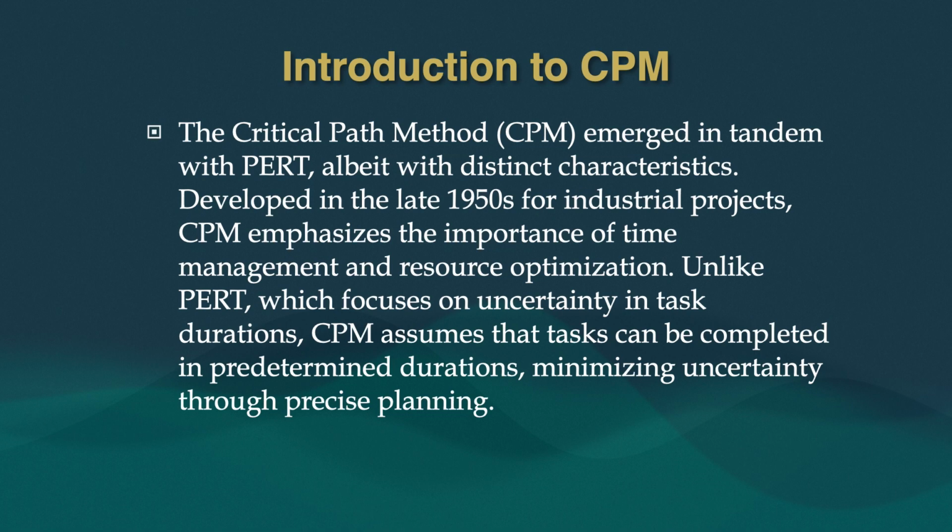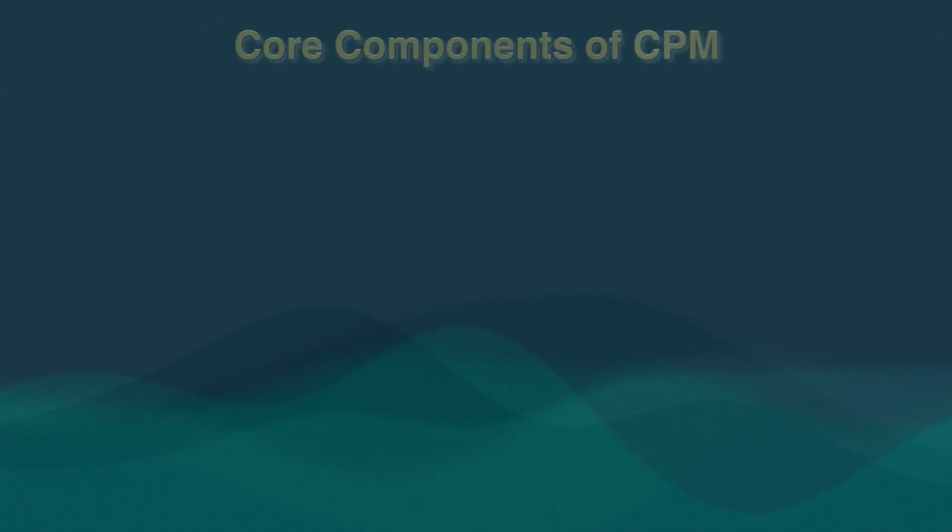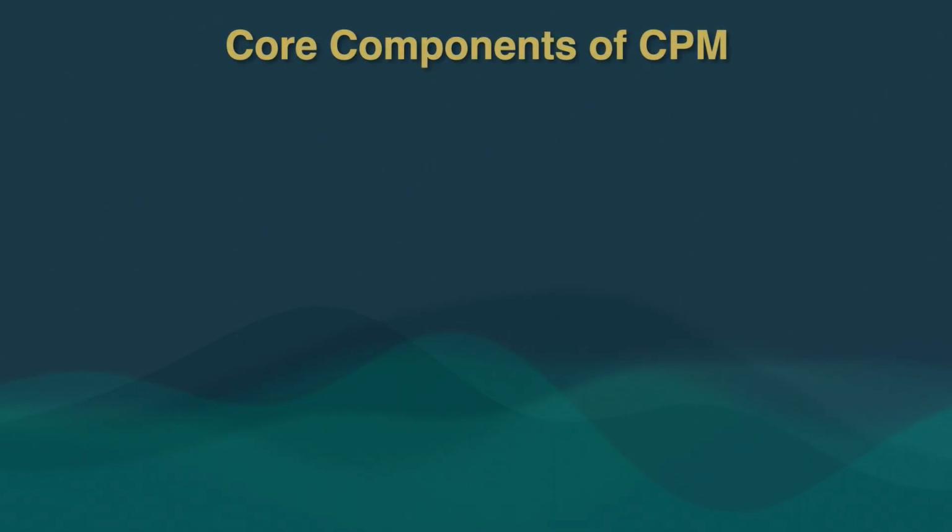Unlike PERT, which focuses on uncertainty in task durations, critical path method assumes that tasks can be completed in predetermined durations, minimizing uncertainty through precise planning. The core components of critical path method are task duration, network diagram, flexibility with float time, and critical path determination.